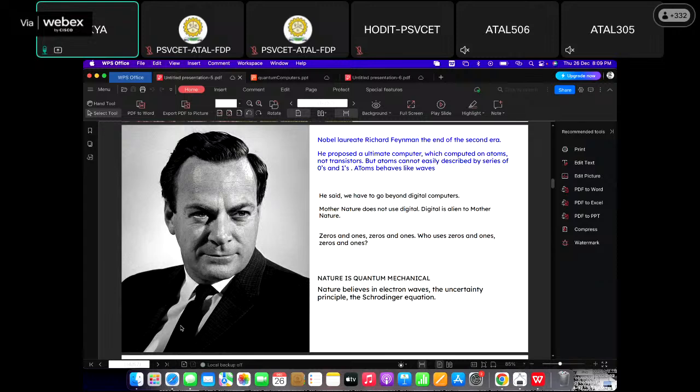He proposed the ultimate computer, which computes on atoms, not transistors, because nowadays we have digital computers, right? But atoms cannot easily be described by a series of zeros and ones. Atoms behave like waves. So he said we have to go beyond digital computers. So what is the next one then? Mother nature does not use digital things like zeros and ones every time, right?